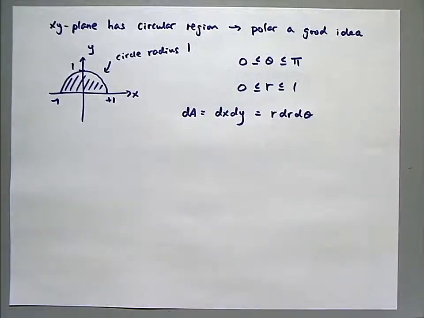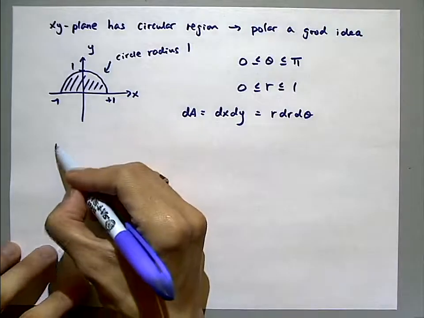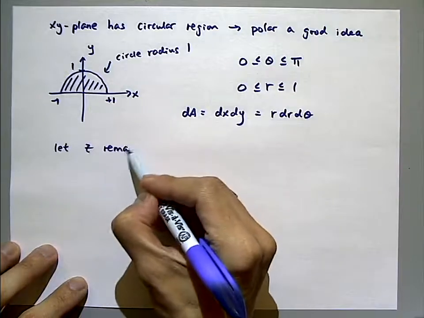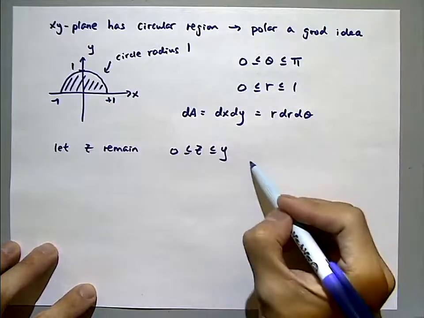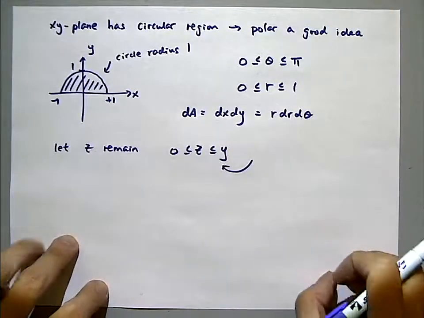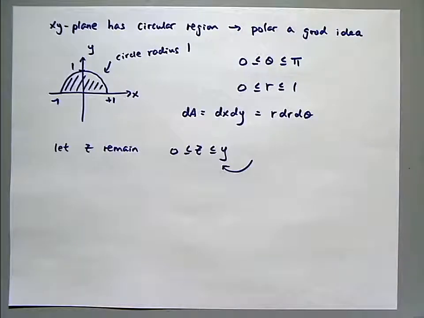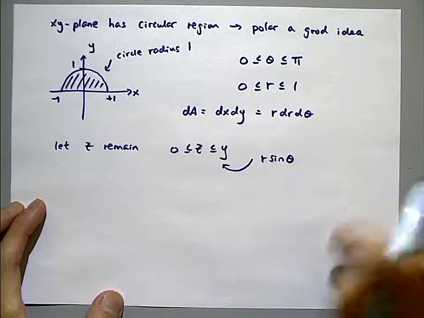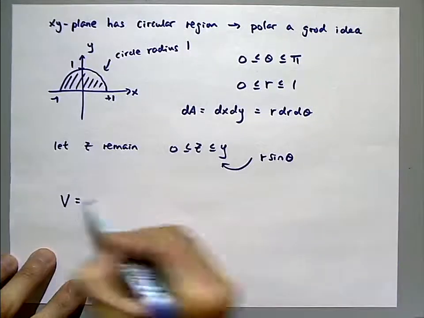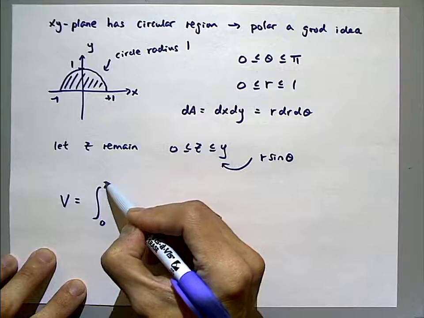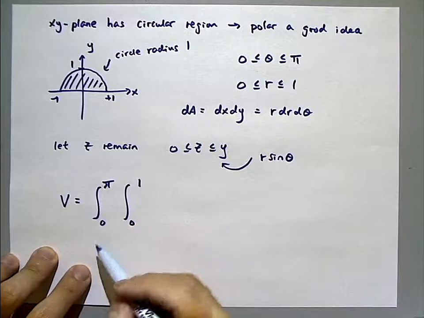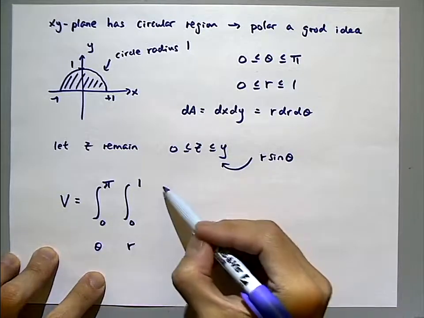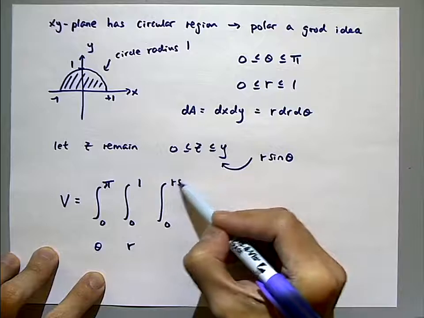Okay, and we're going to let z remain as in the last example. There's no reason to adjust z. The only thing we need to adjust here is this y. And what's y in polar? R sine theta, very good. So therefore, when we do the integration here, here are the polar bounds. This is theta. This is r. And then z goes from 0 to r sine theta.